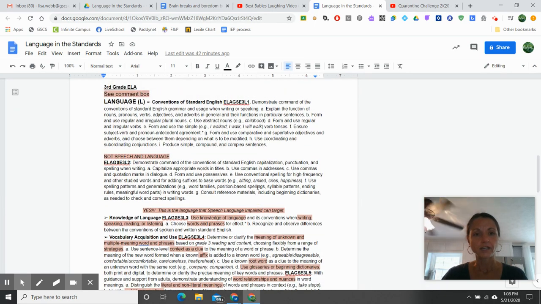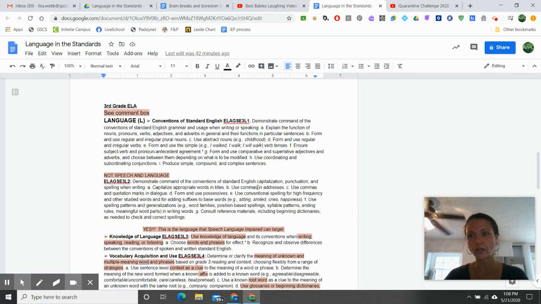Okay, now we're going to go on to something that kind of seems no-brainer. It's third grade English language arts, and it's language. And so every grade level will have this language. And so you automatically think, well, of course, that's what speech and language therapists do. But actually, it's not necessarily. So we're going to talk about that. I'm going to explain that a little bit more.